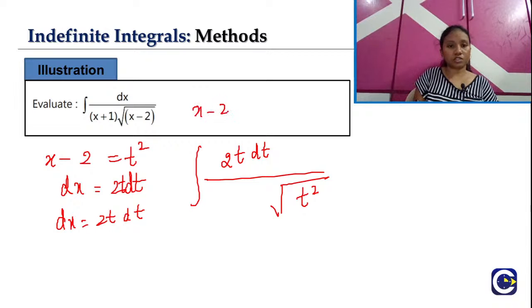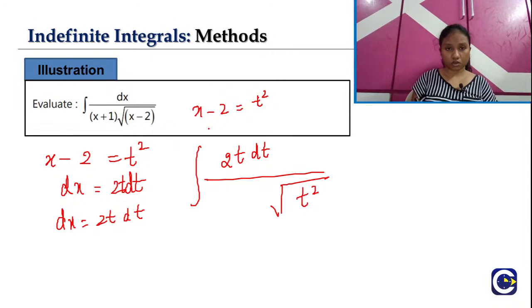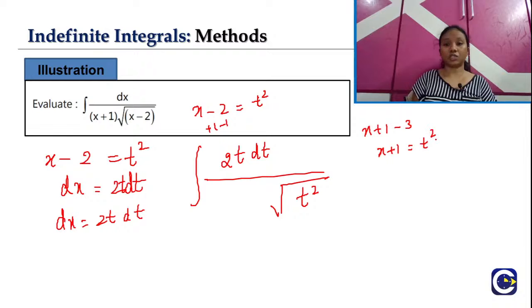So x minus 2 is t square. Right, so x minus 2 is t square. In place of x plus 1, what are you going to substitute? Plus 1 and minus 1, so it will become x plus 1 minus 3. Right, so in place of x plus 1, we can substitute t square plus 3.